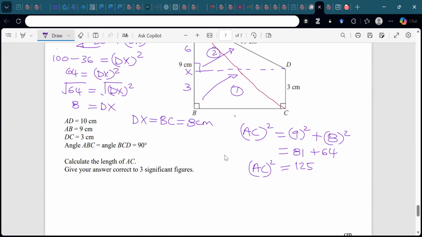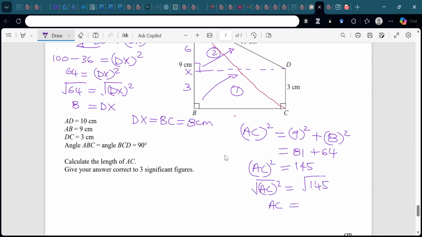All right, so let's continue. So we want to find the square root of, sorry, 145. Sorry about that. I said 125 just now, but it should be 145. All right, let's continue. So we're going to find the square root of both sides. So the root of AC squared is equal to the root of 145.